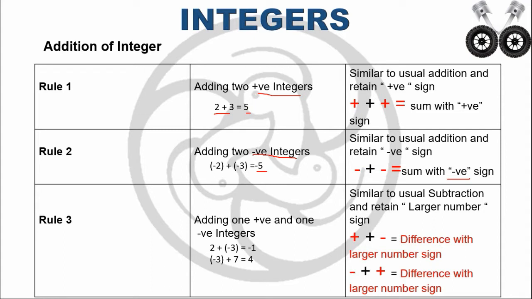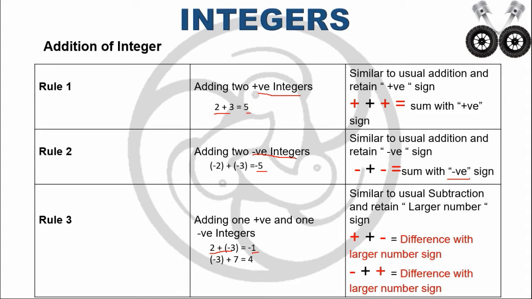So here one is a positive integer, another one is a negative integer. That means I have to find the difference. Difference means subtraction. So 3 minus 2 is 1, and which is the largest number here? 3. So the sign for the 3 is a negative sign. So the answer is minus 1.